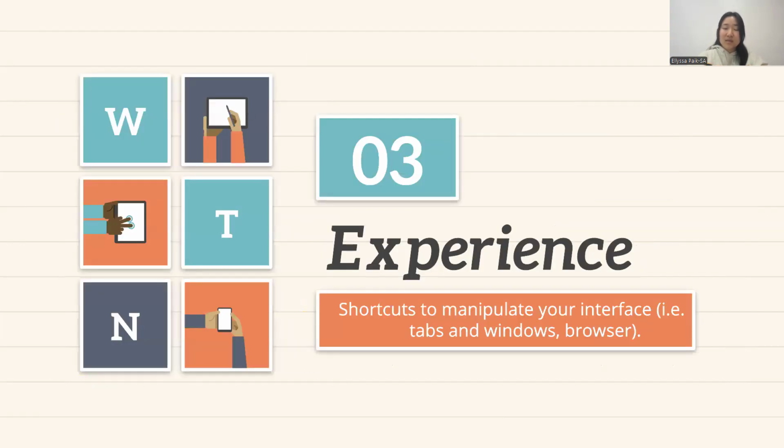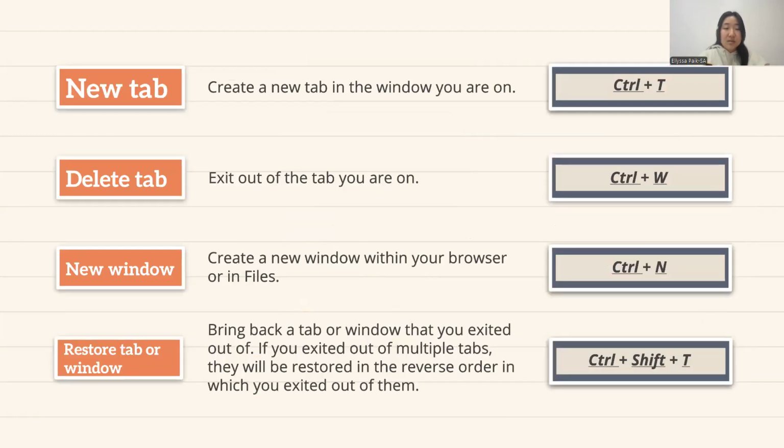So some shortcuts related to your browser experience. Like when you're using your browser to search, and this is also how to manipulate things like tabs and windows. So to create a new tab, from wherever you are, you could just press Control T, and then in the window, it'll create a new tab.